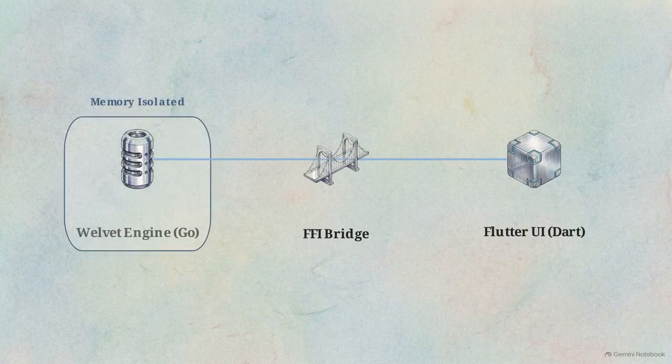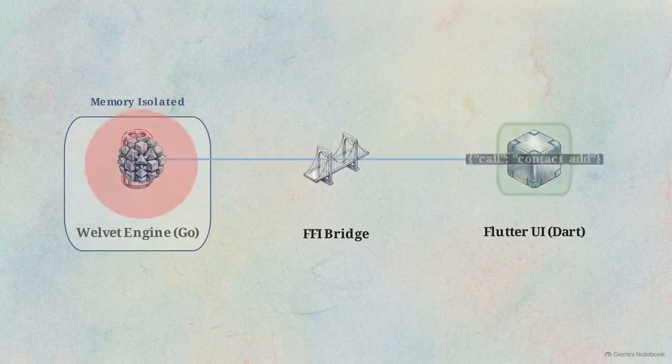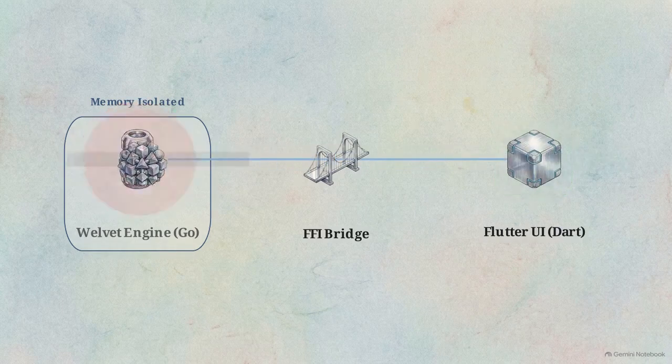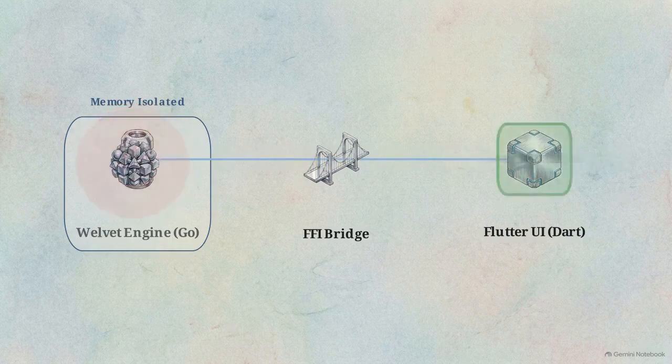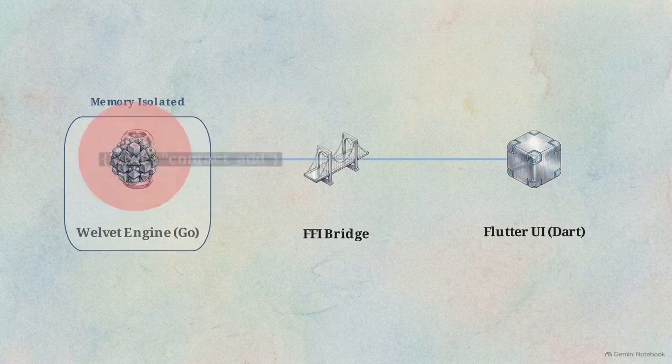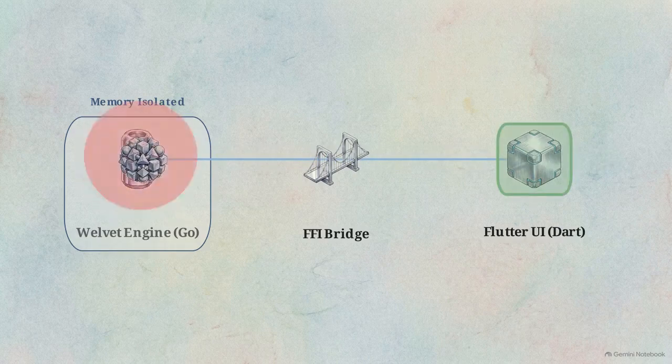This architectural diagram shows Biocraft's solution. The custom neural engine, Velvet, communicates with the Dart-based Flutter UI through a strict foreign function interface bridge. Notice the memory isolation. All heavy tensor manipulation is locked permanently inside the Go layer. Only the final, lightweight JSON tool call string ever crosses that bridge into the user interface. This ensures the main UI thread never blocks, keeping the application perfectly responsive.